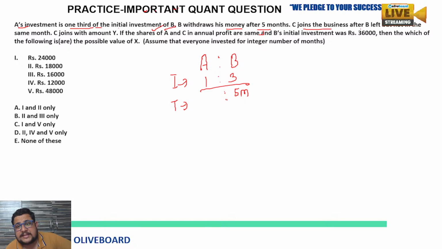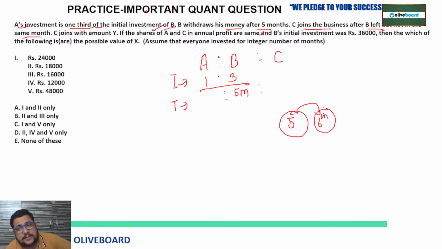C joins the business after B left, but not in the same month. So B is leaving the work after 5 months, means in the 6th month he is leaving. So in the same month C is not going to join, means at least C will join after 6 months.